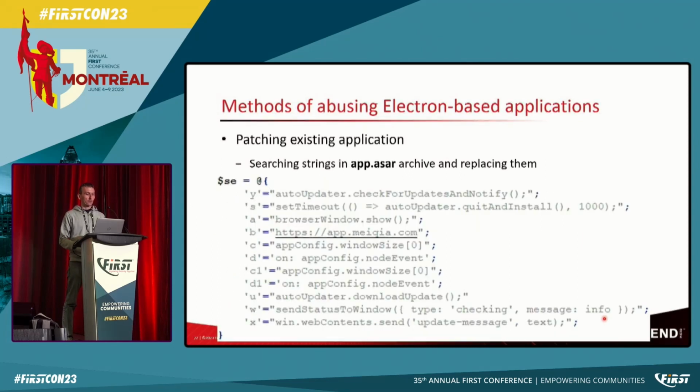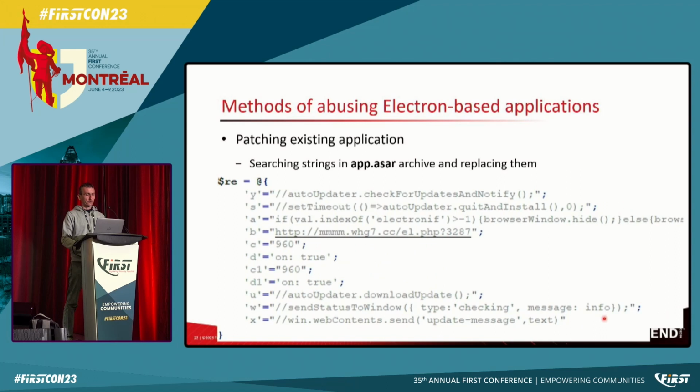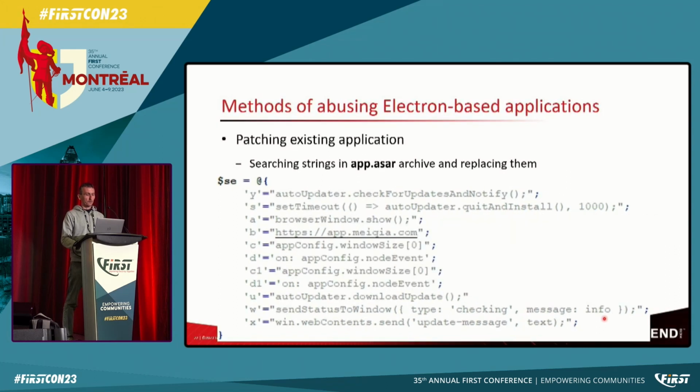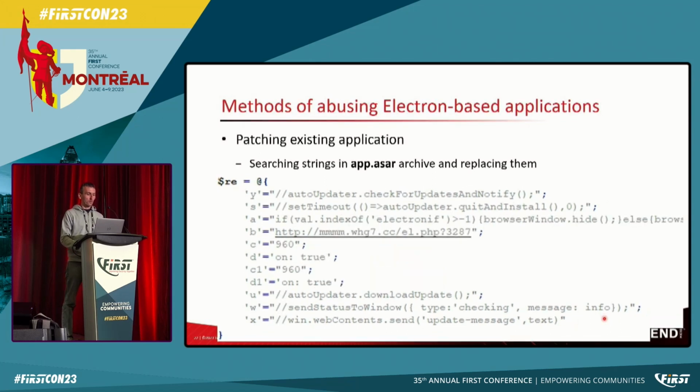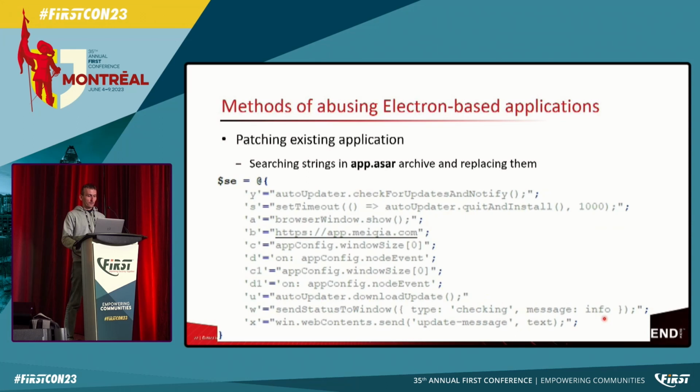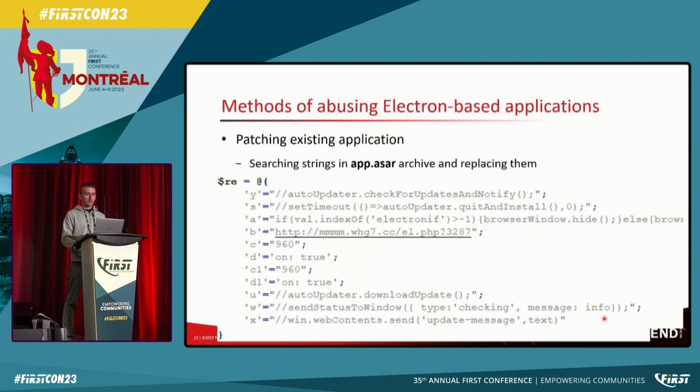Or they can use, again, another PowerShell code where the script works as a patcher, where the script searches for these substrings and replaces them with other strings. So in this case, you can see, for example, in the first and second case, there is something like auto updater, which is disabled or commented out in the patched version. And on line 4, the URL address is replaced with the malicious one.